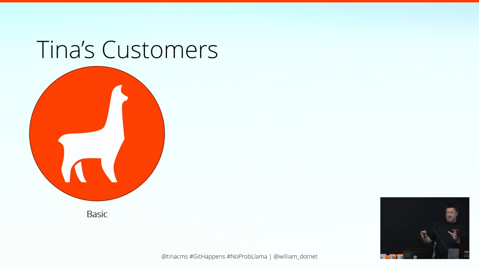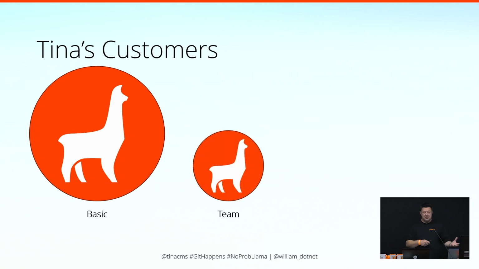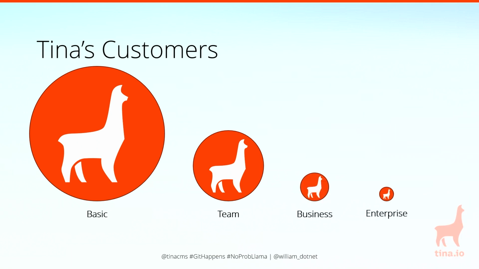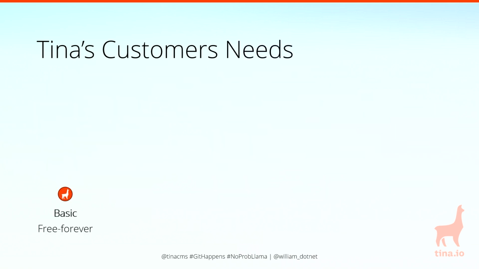But just to give you a bit of understanding, currently, most of Tina's customers are on the basic tier, the free forever tier. Then we look at the people on the paid tiers like team and business, and the numbers go down a little bit. And then you get to the far end, and there are a whole bunch of enterprise customers, but not as many as the people using the other tiers. But the needs of the customers are literally the inverse, right?